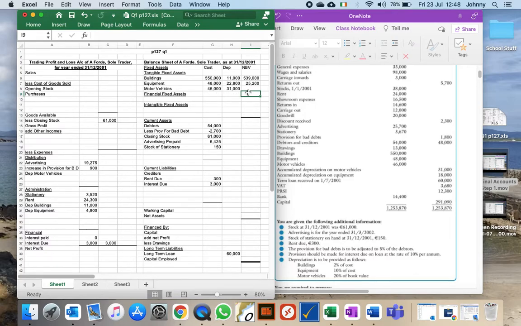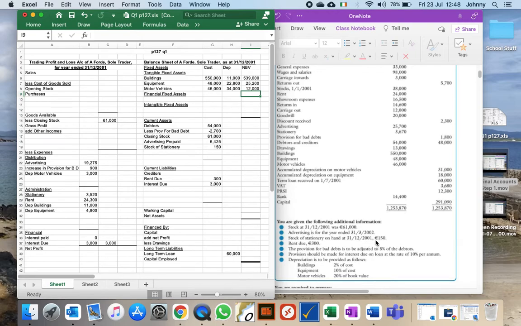That's what it's worth. So the depreciation is 20% of what it's worth. So it's worth 15 grand, and we're going to multiply that by 0.2, 20%. So that's our depreciation expense, 3 grand. So we're going to add the 3 grand onto the depreciation that we had so far. So now we can work out our net book value.